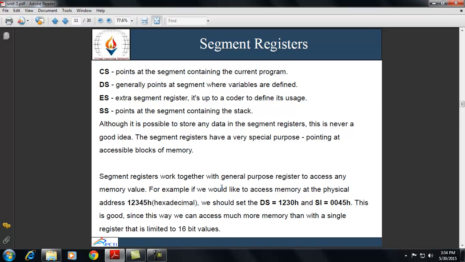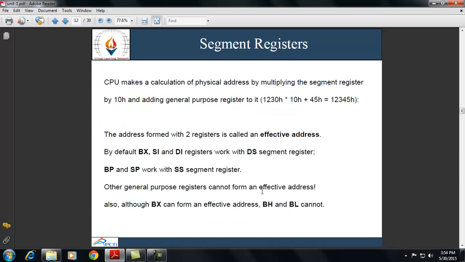Now, segment registers can be used with a general purpose register to access any memory location. For example, if you would like to access the memory at the physical address 12345H hexadecimal, then it should be set as DS 1230 and SI 0045. And this is good, since this way we can access much more memory than with a single register that is limited to a 16-bit value.